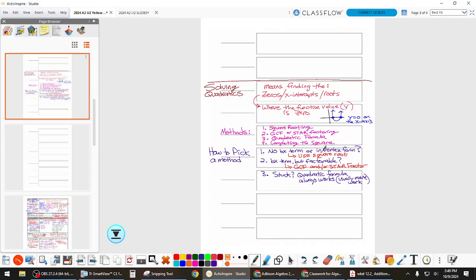If you have no bx term or if it's in vertex form, you're going to solve by square rooting. And we have an example in our notes of that. I'll put in an example today of how to solve in vertex form. If you have a bx term, then we can try star factoring, as long as it's factorable. That will work and probably be the preferred method. We're not going to talk about quadratic formula until the future, probably towards the end of the unit, so don't worry about that method at this point.